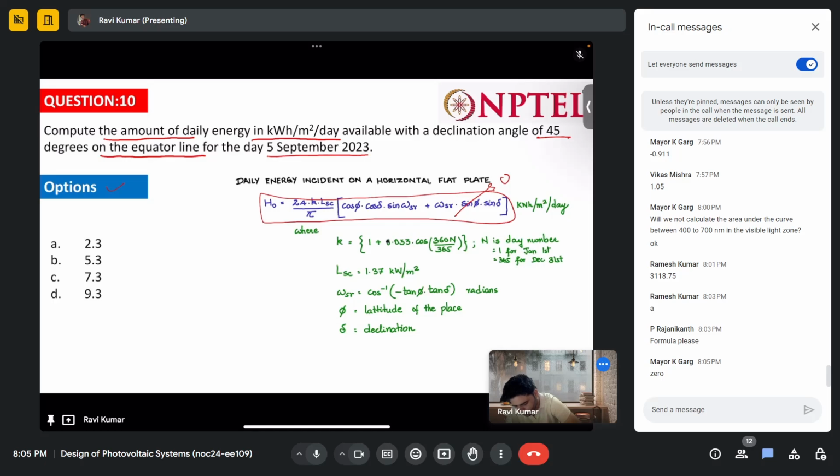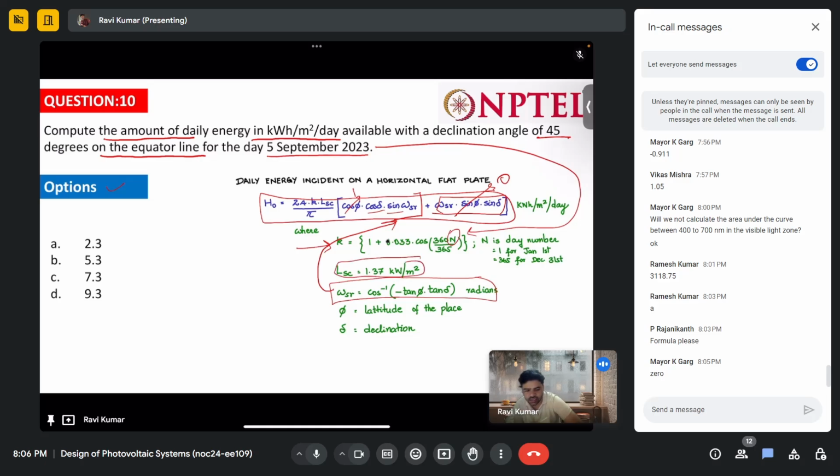So this is the formula which you need to use here, and you will take phi 0, so sine 0 will be 0, and this complete term will be gone, and here you just need to take this. If you take this, you put cos phi is 1, cos delta, and sine phi, sine omega you will calculate from here, and using this you will put omega there, and delta is already given as 45, and k you can calculate using this from the date, and LSC is given as 1.367. So using this you will calculate the total energy.